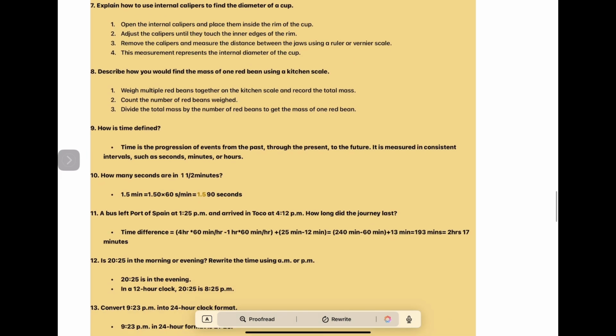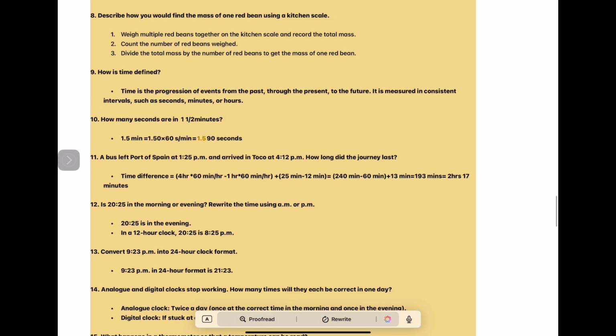8. Describe how you would find the mass of one red bean using a kitchen scale. 1. Weigh multiple red beans together on the kitchen scale and record the total mass. 2. Count the number of red beans weighed. 3. Divide the total mass by the number of red beans to get the mass of one red bean. 9. How is time defined? Time is the progression of events from the past, through the present, to the future. It is measured in consistent intervals, such as seconds, minutes, or hours.